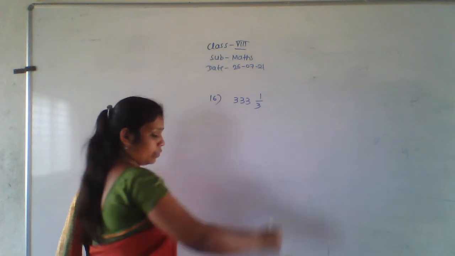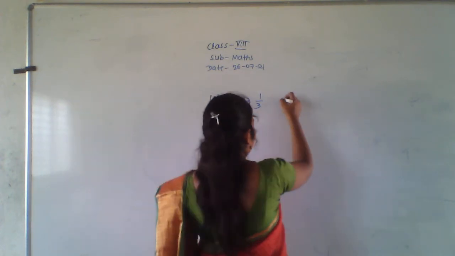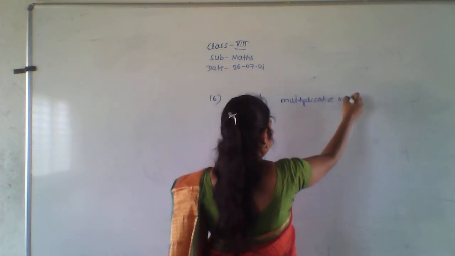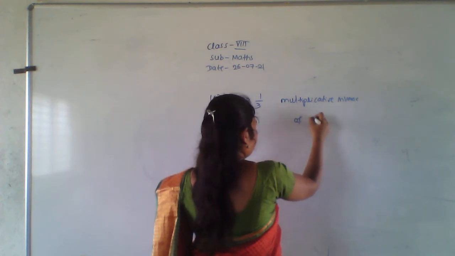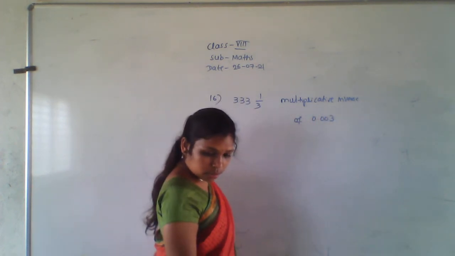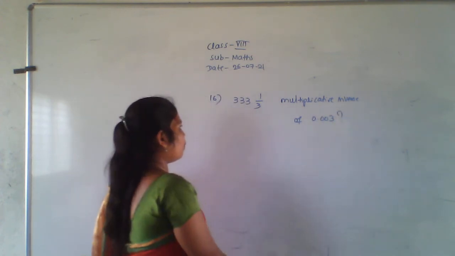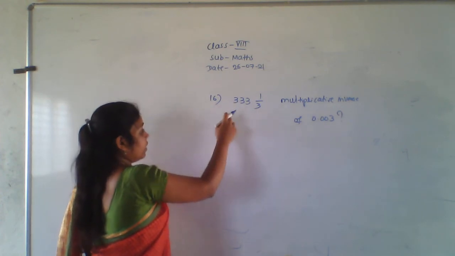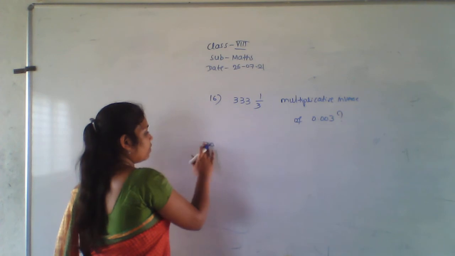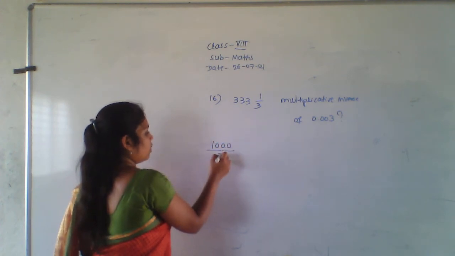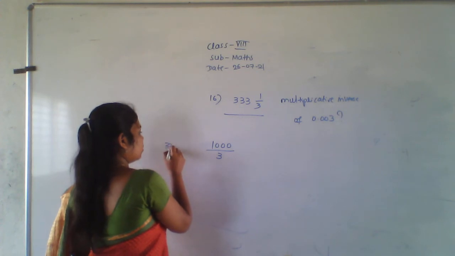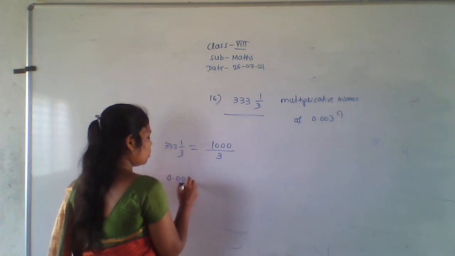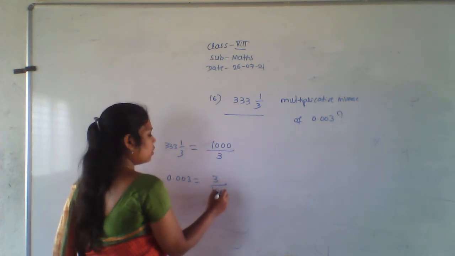Is 333 1/3 the multiplicative inverse of 0.003? They are asking. So first simplify here. This will be 999, correct? 999 plus 1 will be 1000 here. 1000 divided by 3, this one. Right? 333 1/3 is equal to 1000 by 3. And what is that value? 0.003 can be written as 3 by 1000.